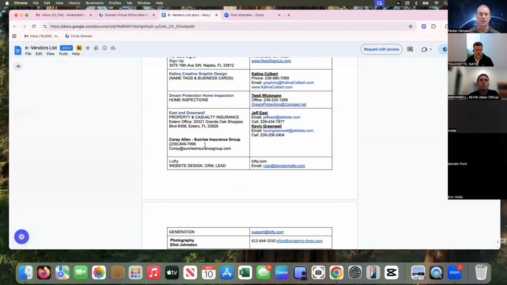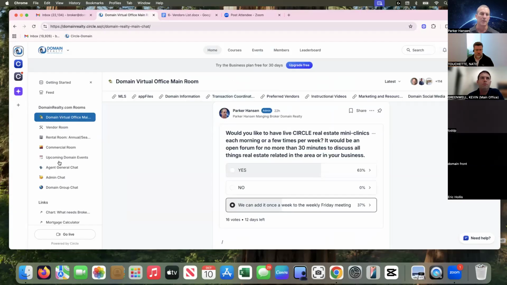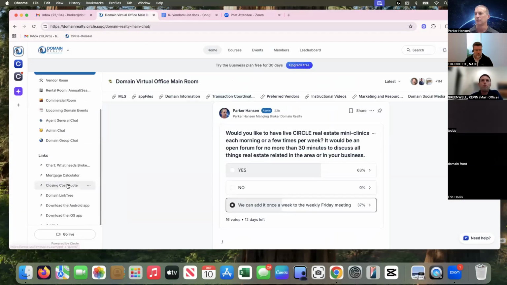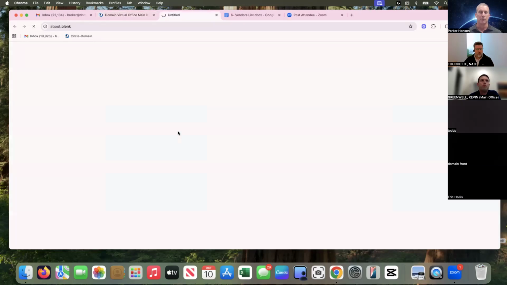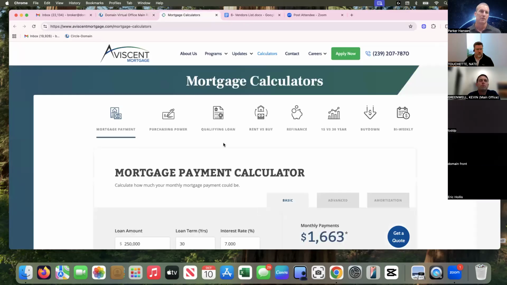We have another option for agents. The other thing I think is cool is these quick links. There's also a phone app with complete functionality, so you can basically take the entire real estate office on your phone, with everything at your fingertips. Over here you see these links. We've got a mortgage calculator, which is a quick link to our preferred mortgage vendor.